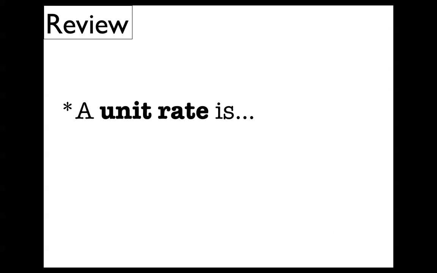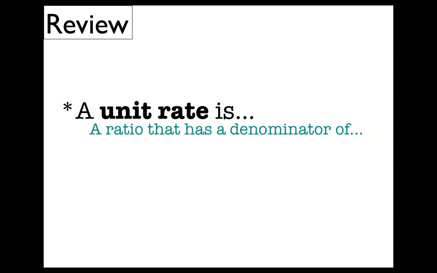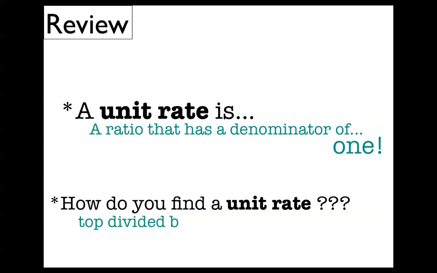So let's review. A unit rate is just a ratio that has a denominator of not 96 ounces, not 64 ounces, not 15 gallons, not 12 gallons, but a unit rate is a ratio that has a denominator of 1. So it tells us per ounce or per gallon or per hour, not per 96, not per 12. And that makes it really helpful because all you have to do is top divided by bottom, and then you can compare to see which rates are better or worse than others. So now that you know all that, let's do some work.